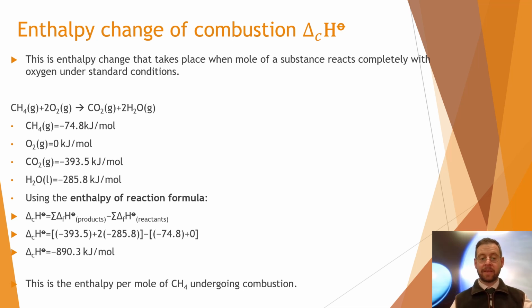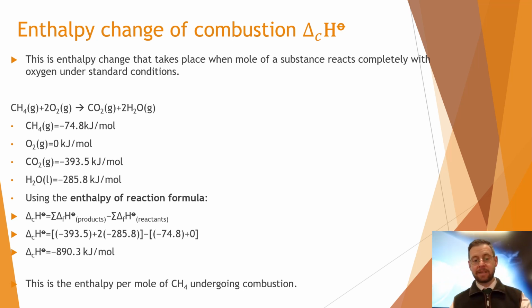If we want to know the enthalpy change, we need to take the sum of the enthalpies of formation of all of the products, minus the sum of the enthalpies of formation of all the reactants. So basically, products minus reactants. We stick the numbers in, as you can see there, and we come up with the enthalpy change of combustion of methane being minus 890.3 kilojoules per mole. This is the enthalpy per mole that we get from methane when it's undergoing combustion.